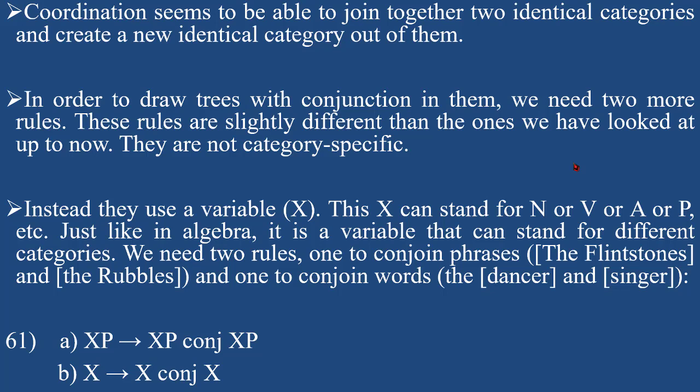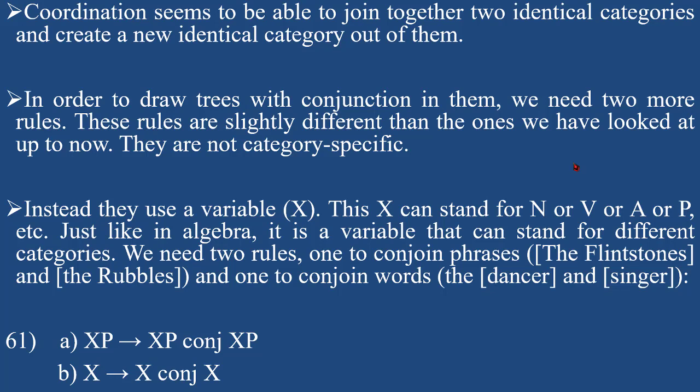So it is a variable that can stand for different categories. We need two rules. One, to conjoin phrases, for example, the Flintstones and the Rebels. And one, to conjoin words, the dancers and the singer.